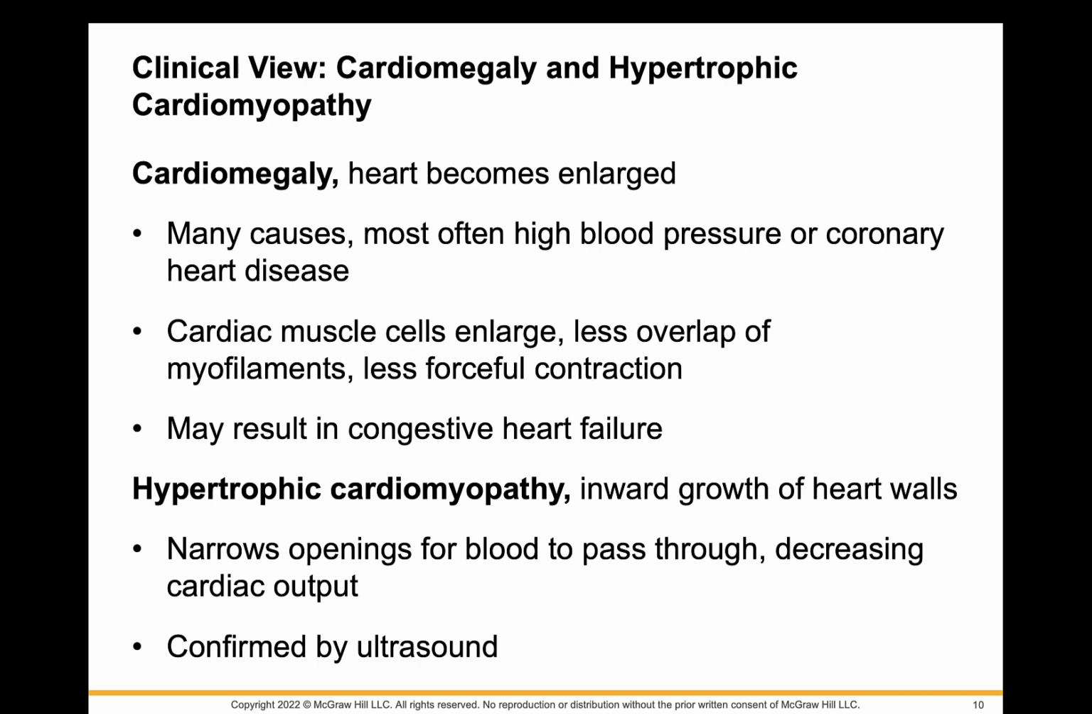So what we see, there's going to be less overlap. We're not going to have as strong of a forceful contraction. And eventually, this could result in congestive heart failure. When we look at hypertrophic cardiomyopathy, this is an inward growth of the heart walls. So now we basically have narrow openings for blood to pass through, and this results in a significant decrease in cardiac output, or blood actually leaving the ventricles.